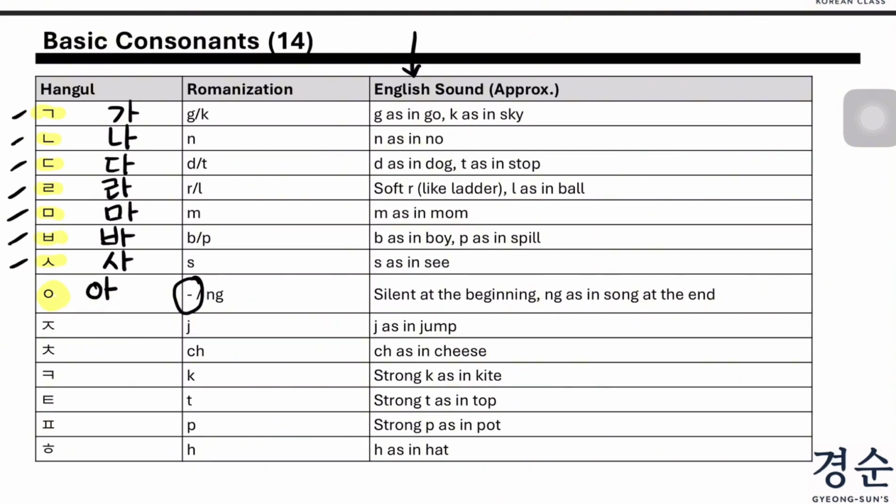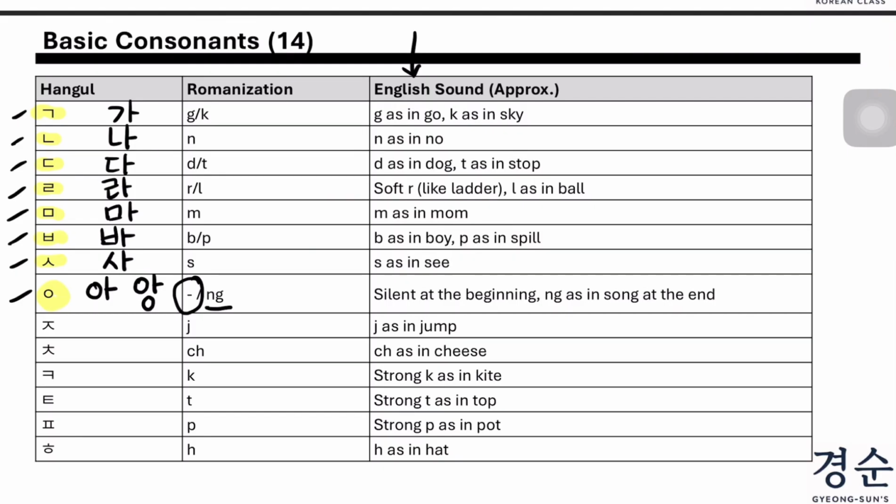So a. Just for example, if I add another ieung at the end, it is pronounced as ang, which has the ng sound at the end. Okay, I know it's a bit too much for now, but later on you will find it easy, I guarantee you.